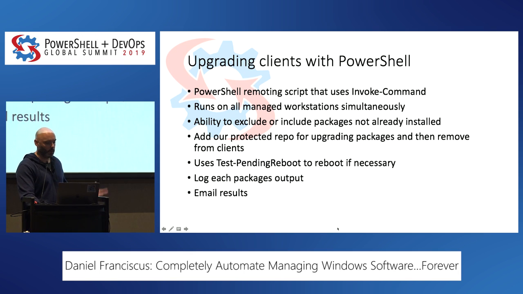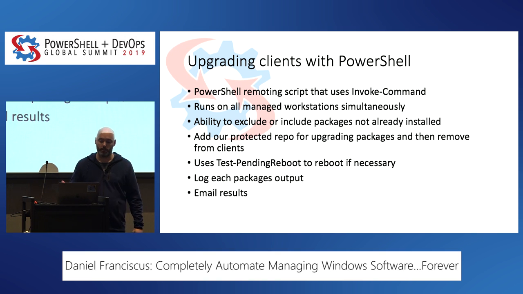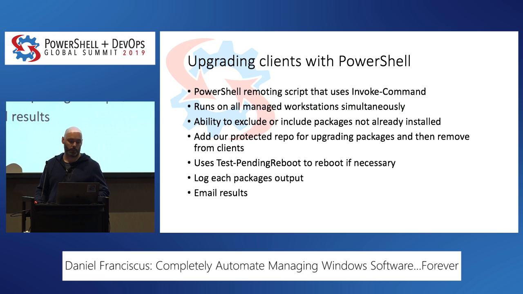So again, you could use Invoke-Command. That's one way to do it. We do it all simultaneously. With this next thing, I'll show you a function. You could exclude or include packages. So if you have a new package that you want to send out to all your clients, you can throw that in there, and it can be pushed out as well. Or if you want to exclude packages, you can do that as well. If you're going to do the PowerShell, you could do Test-PendingReboot. That just does a test on any given machine, and if it has a reboot pending, you can restart it.